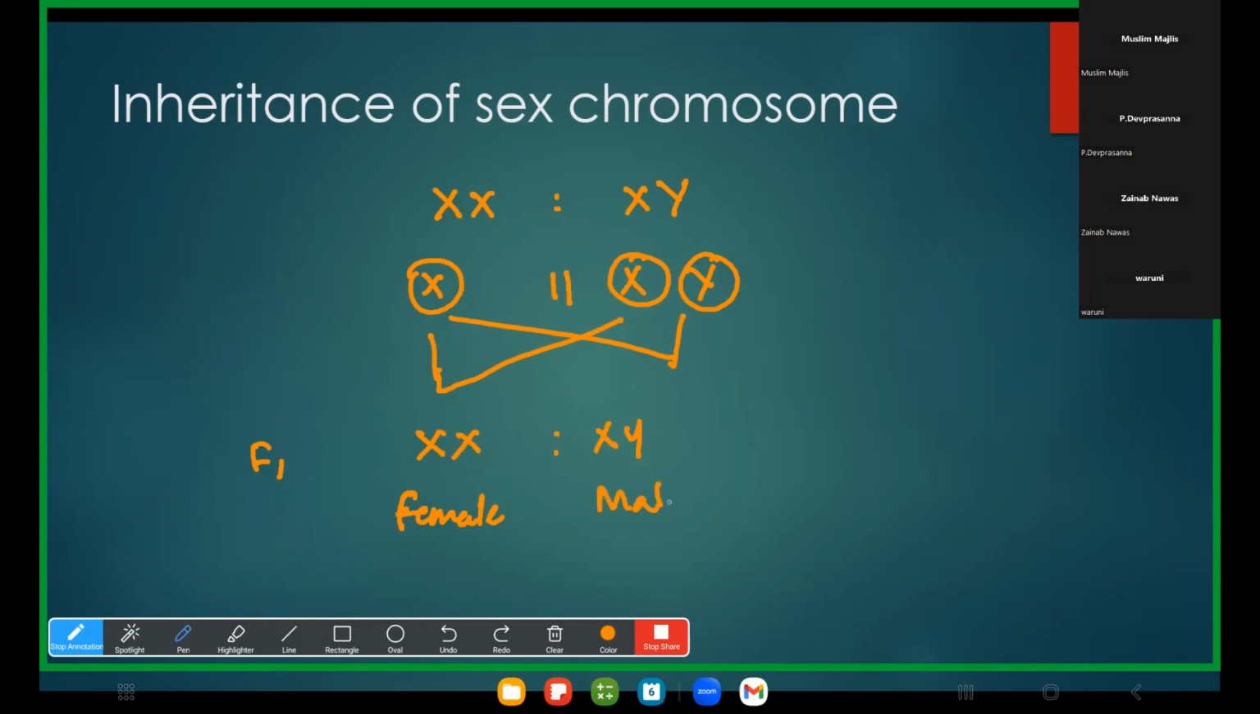The probability of the offspring being female or male is 50-50. This is an interesting creation of God, where only one single chromosome is different, that would give the variation.